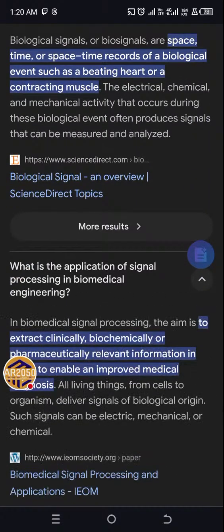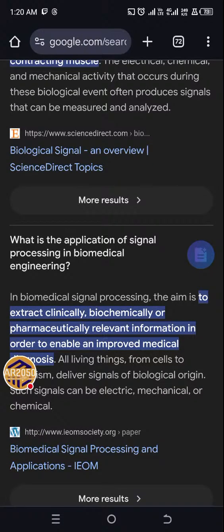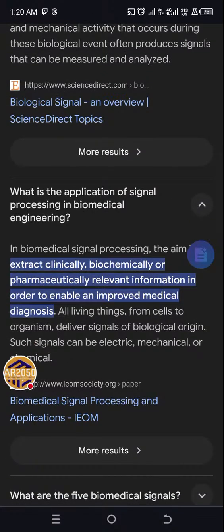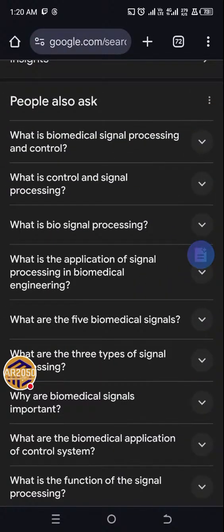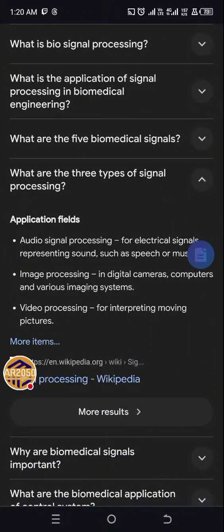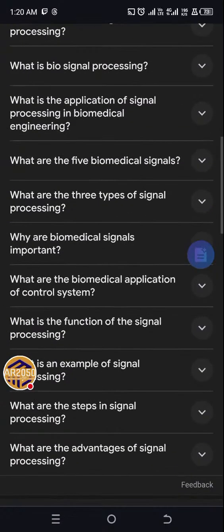So what is the application of biomedical engineering? Well, to extract clinically, biochemically or pharmaceutically relevant information in order to enable or improve medical diagnosis. Obviously this helps in medical diagnosis. There are three types of signal processing: audio signal processing, image and video. These kinds of data could be processed.